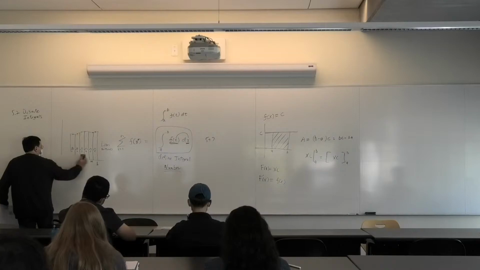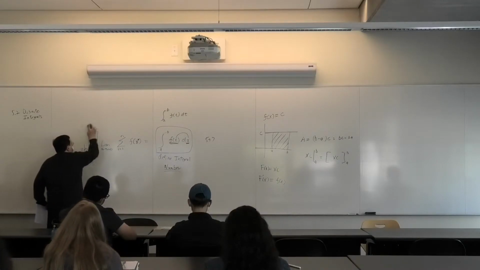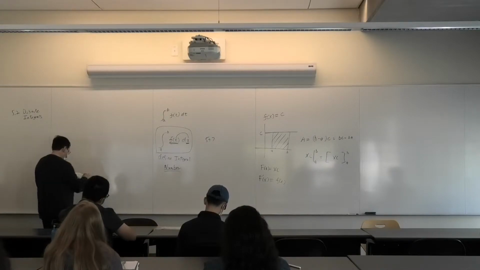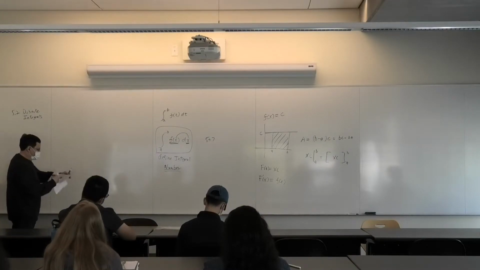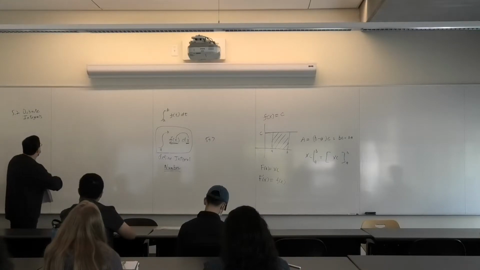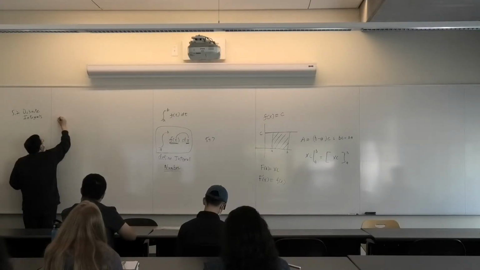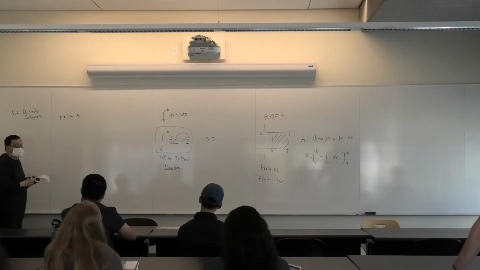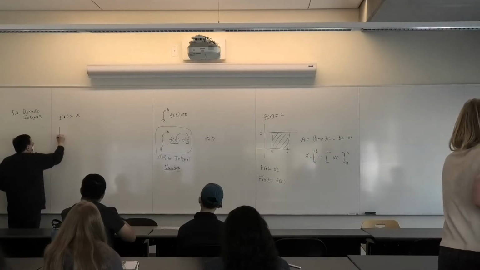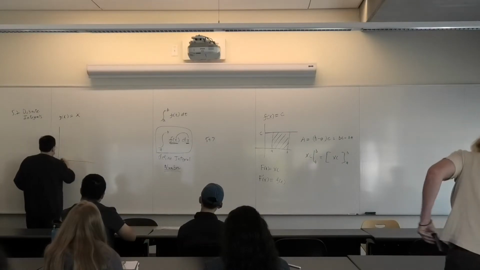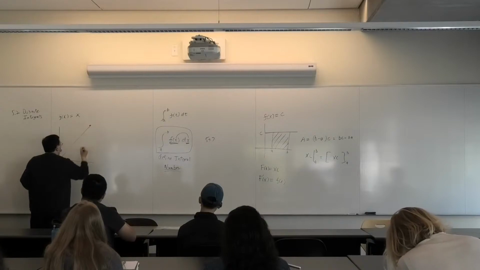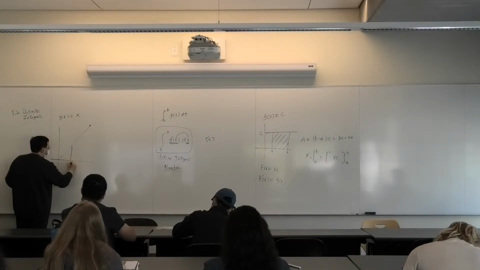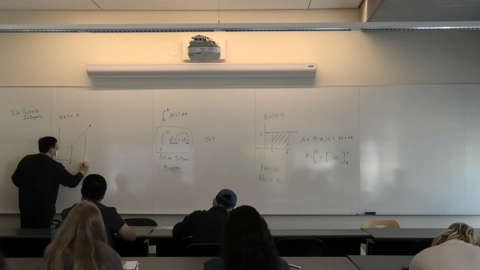Let's try a somewhat more complicated example. Let's take the function f of x equals x. All right, everyone knows what this looks like. Straight line to diagonal. And we have a here, b here.